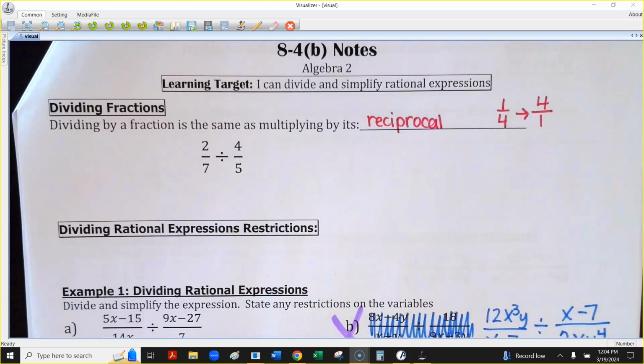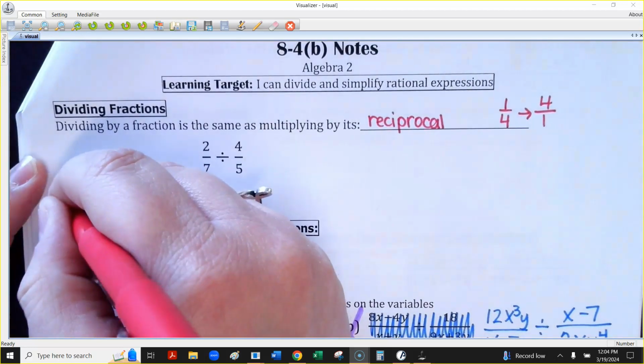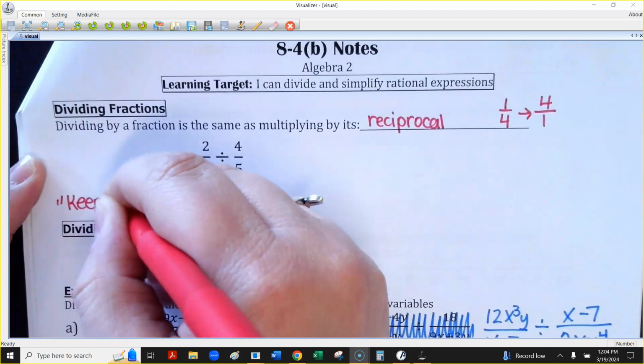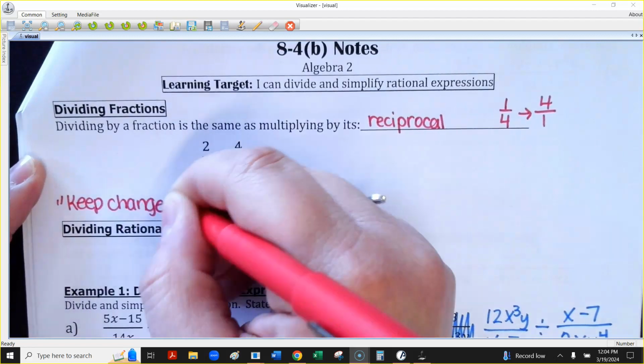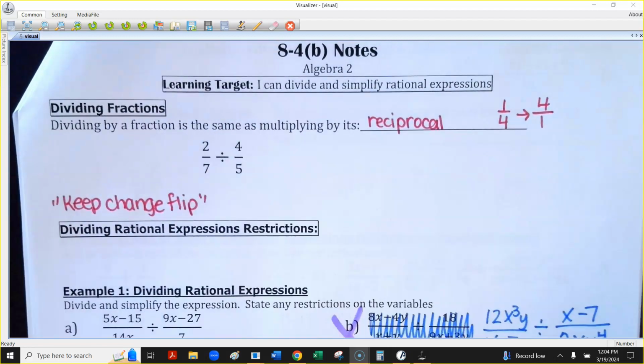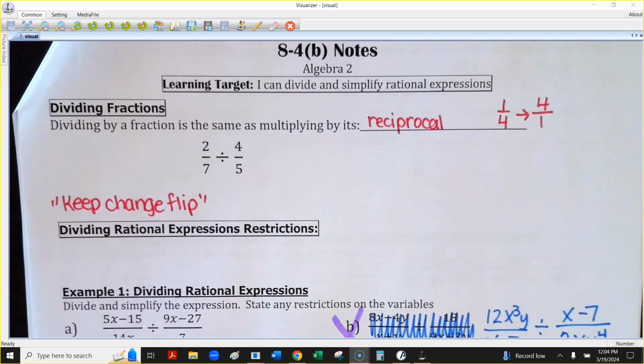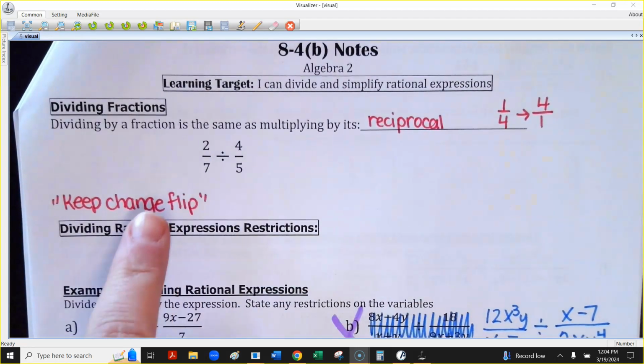The best way I have ever learned to remember this, they call it keep, change, flip. If you're dividing fractions, it's the easiest thing. If you can remember that little statement, that will help you so much. So just a little practice question. I'm going to take 2/7, divide that by 4/5.